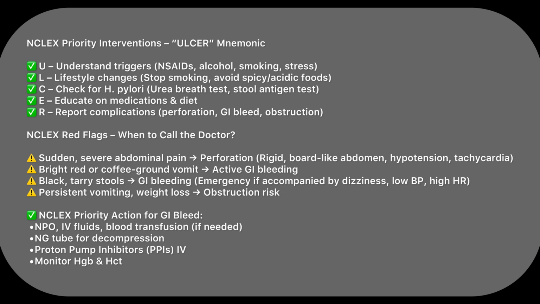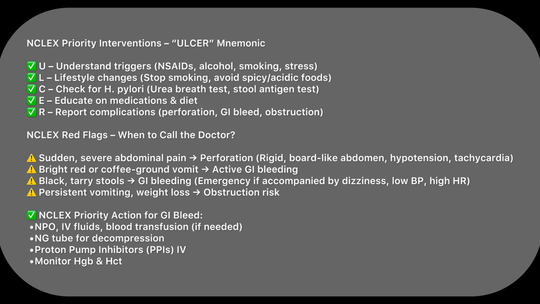Check for H. pylori infection by urea breath test and stool antigen test, and educate regarding medication and diet. Report complications like perforation, GI bleed, or obstruction. Always report sudden severe abdominal pain, which is related to perforation. Symptoms are a rigid, board-like abdomen, hypotension, and tachycardia. This case is always the priority in any type of question, either case study or priority question.